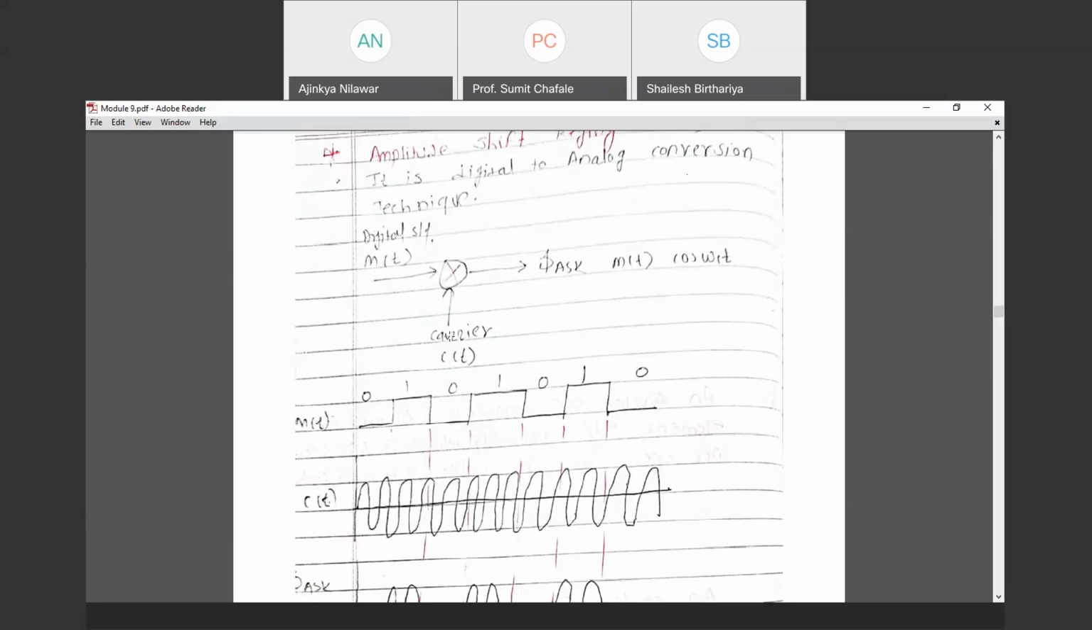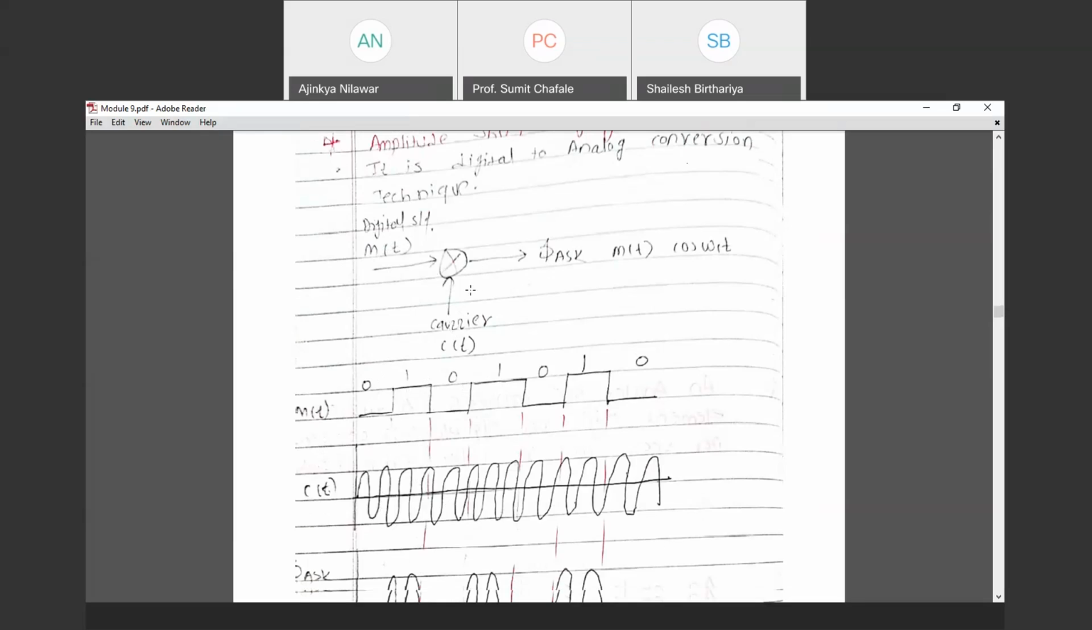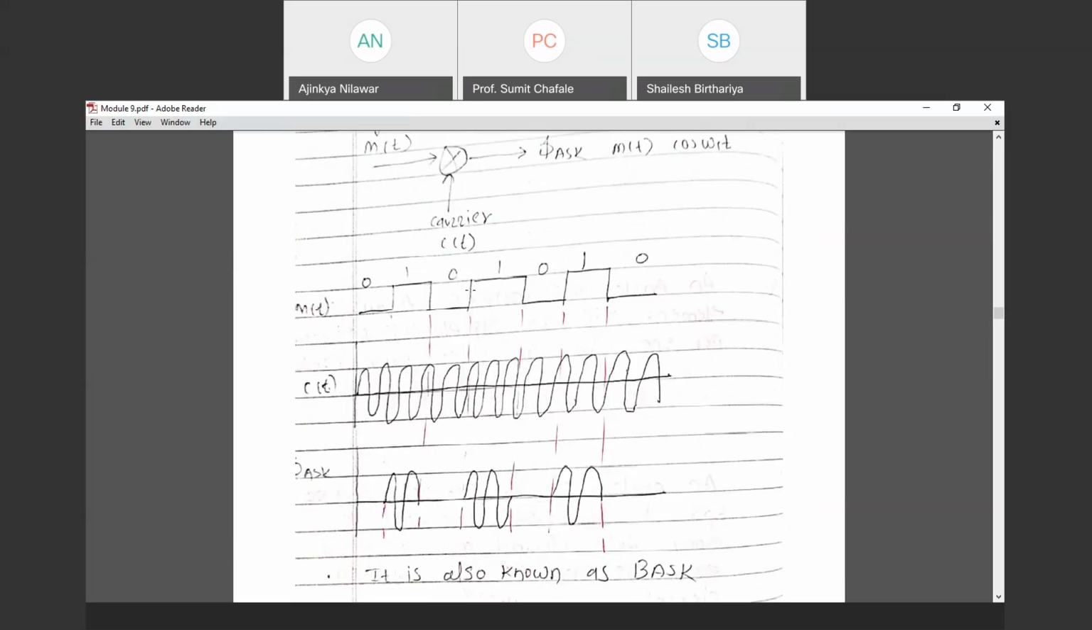Then the carrier is analog, since digital to analog conversion takes place. So the carrier is my analog signal. And what is the ultimate output? Output is an analog signal, right? So what happens in amplitude shifting? The concept says that whenever the input data is 1, the carrier will be sent. If the input data is 0, no carrier will be sent.